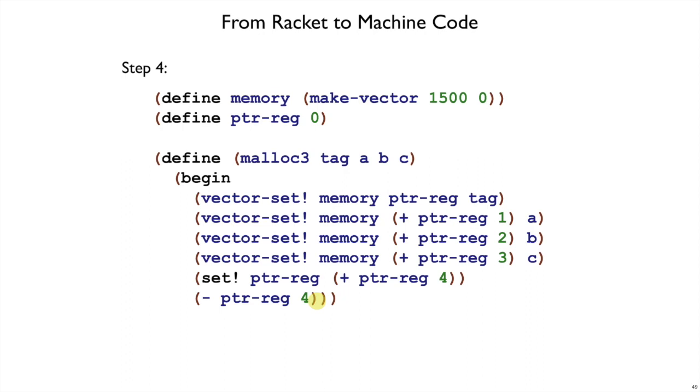So when we malloc 3, then we'll use up 4 spaces in memory. The next allocation will use the next 4, and so on. And that way we've made all allocation explicit, and everything now is a number. There's no records or symbols or other things involved.